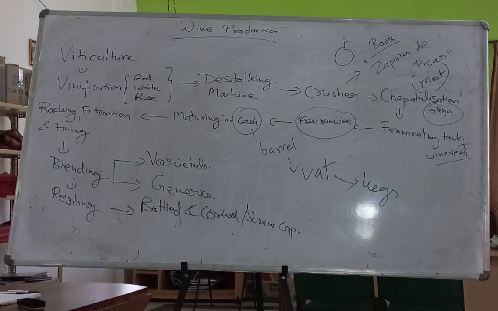Crusher. Obviously, when you are making thousands of liters of wine or using thousands of tons of grapes, you need to crush it. So you will use again a mechanical method where all the grapes will be put into the machine and it will be crushed. The traditional method was crushing by boots. Okay? And the name of the boots which were used were Zapotas de Pisa.